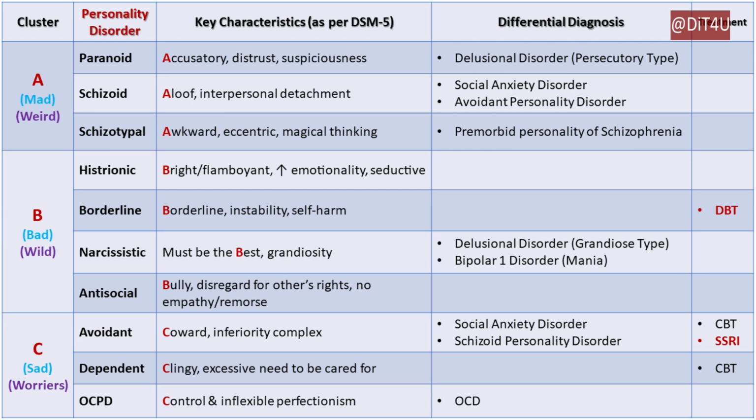Lastly, in cluster C personality disorders, you have avoidant personality disorder, where you have cowardly behavior. They have an inferiority complex which prevents them from going out and seeking friendships. Again, the differential diagnosis could be social anxiety disorder and schizoid personality disorder. You can do CBT, that would be the primary therapy. And an adjunct to that, SSRIs can be used because there is a lot of anxiety in avoidant personality disorder.